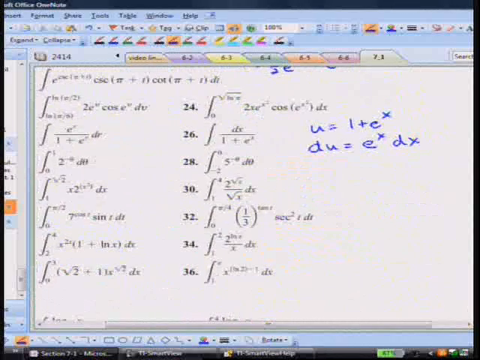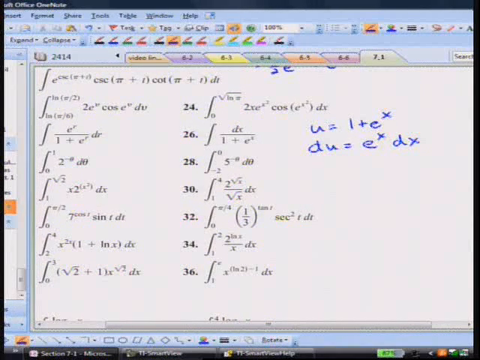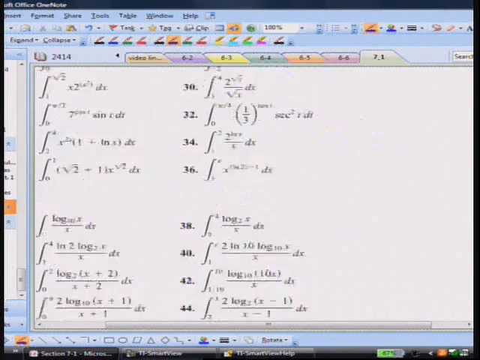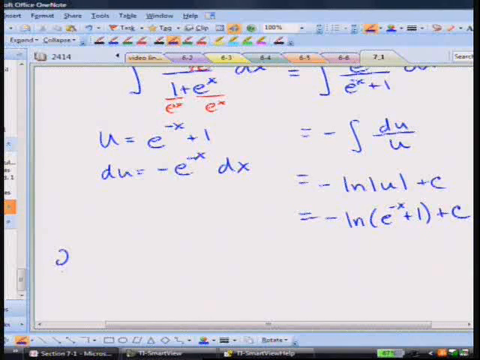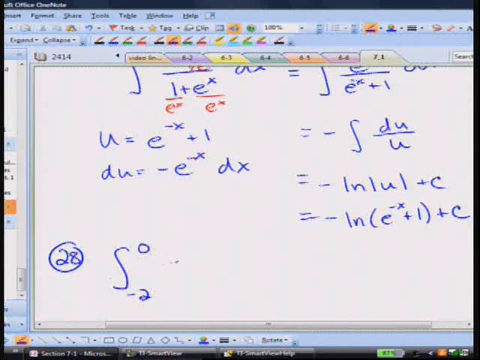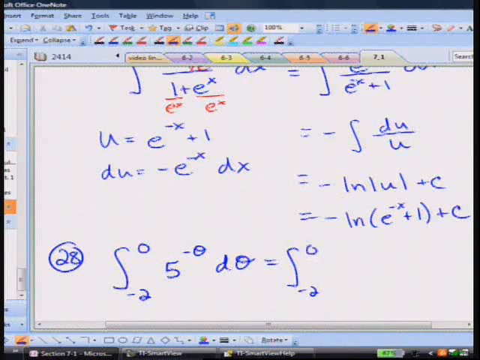All right, let's see if we can get tricked out again. All right, number 28, the integral from negative 2 to 0 of 5 to the negative theta, d theta. This one's actually pretty straightforward because we have a formula for working these. This is like thinking of the integral from negative 2 to 0 of 1/5 to the theta d theta, right?